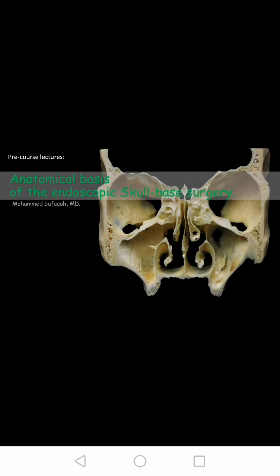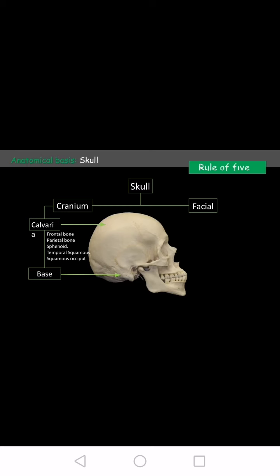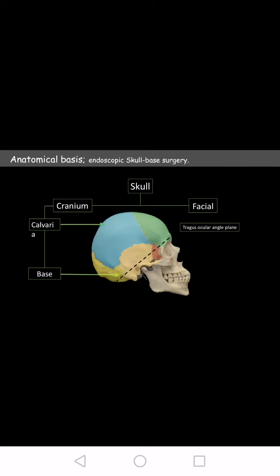This lecture we're going to discuss the anatomical basis of the skull base. The skull can be divided into facial bone and cranium bone. Cranium bone can be divided into calvaria and the base. The calvaria is made up of 5 bones: frontal bone, parietal bone, sphenoid bone, squamous part of the temporal bone, and squamous part of the occipital bone.